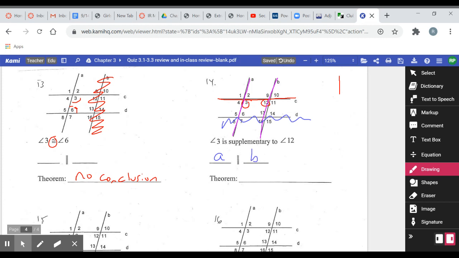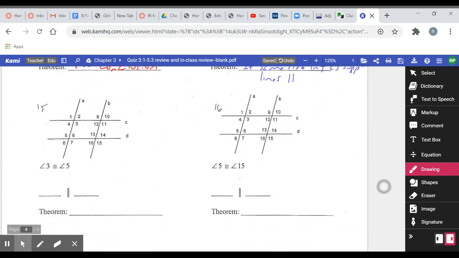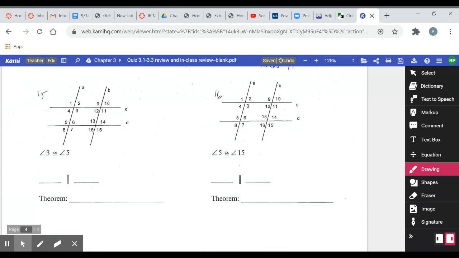And then my theorem is that if same side interior angles are supplementary, then the lines are parallel. Okay. And then the last two problems here, number 15 and 16. On number 15, it tells me that angle 3 is congruent to angle 5. So I can see that 3 and 5 are congruent to each other.